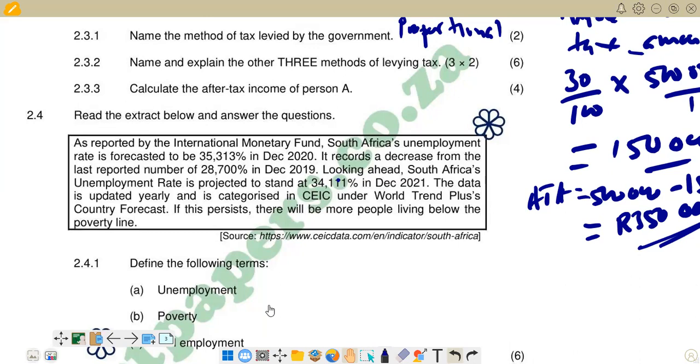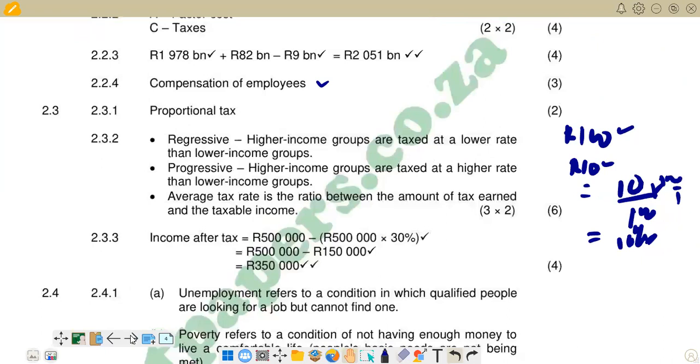So let's look at the explanation that we have in terms of explaining unemployment. The expression that we have here is saying unemployment refers to a condition in which qualified people are looking for a job but cannot find one. So these people should be qualified. We cannot say we are looking for a job when you are not qualified to work for that job. So if you are not able to work, we cannot include you in the calculation of unemployment.